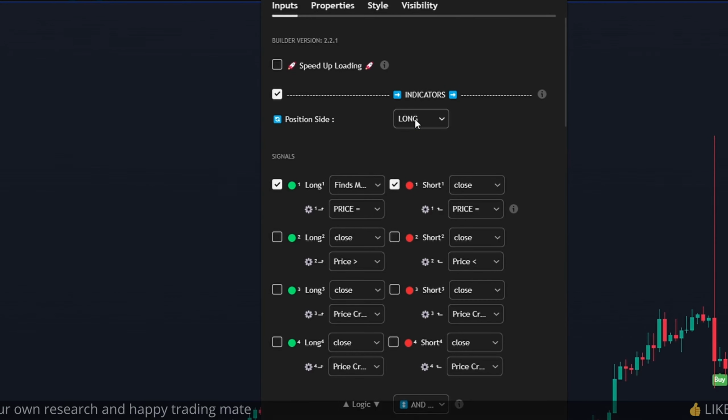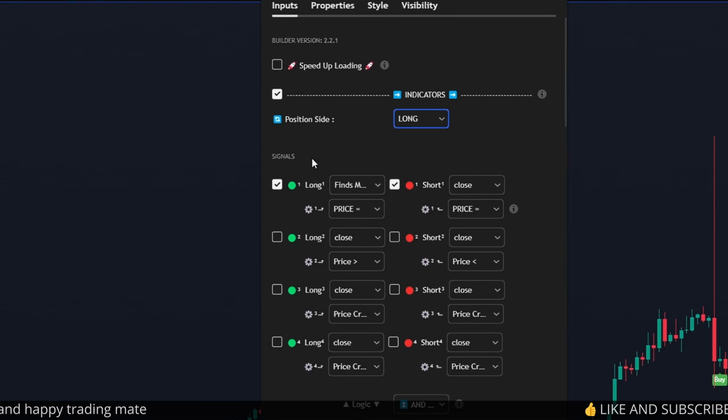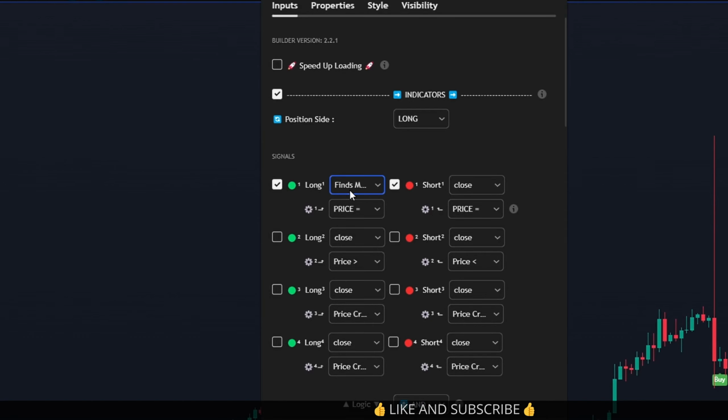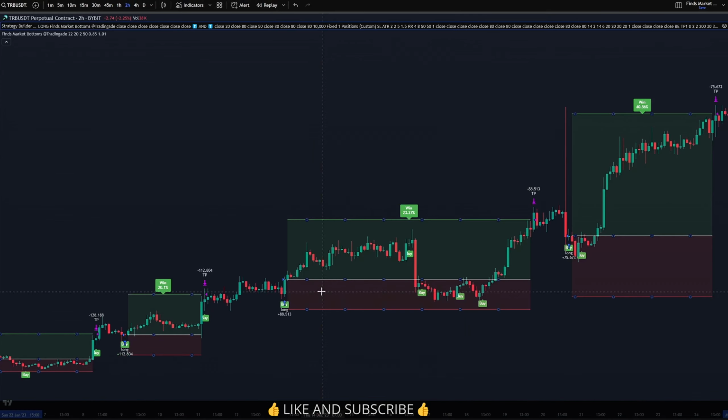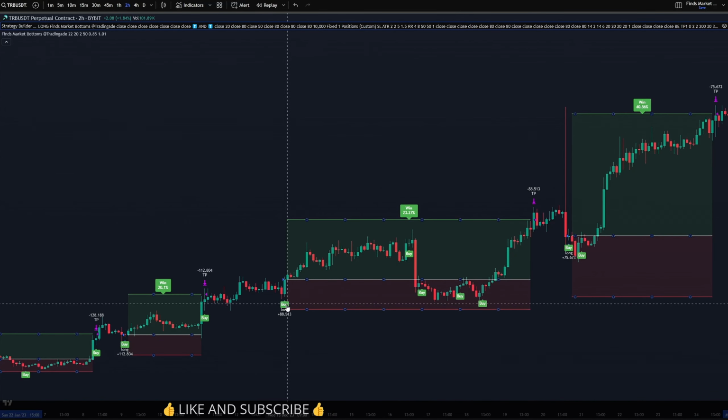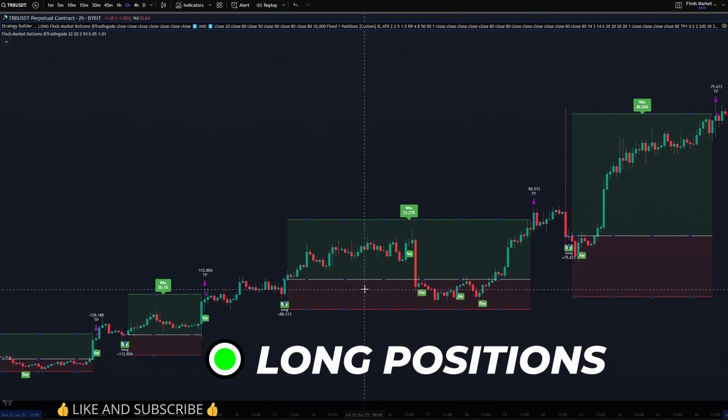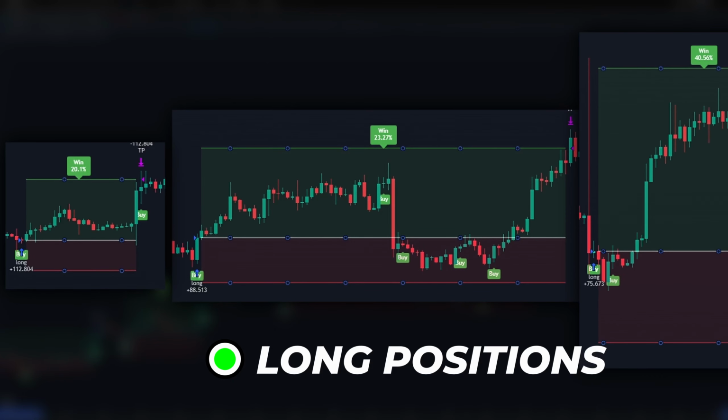Here we make sure to select long because we want to open only long positions. We turn on one signal for long, and here we just need to select Finds Market Bottoms. And then we have just converted the buy signals into long positions, as you can see exactly here.